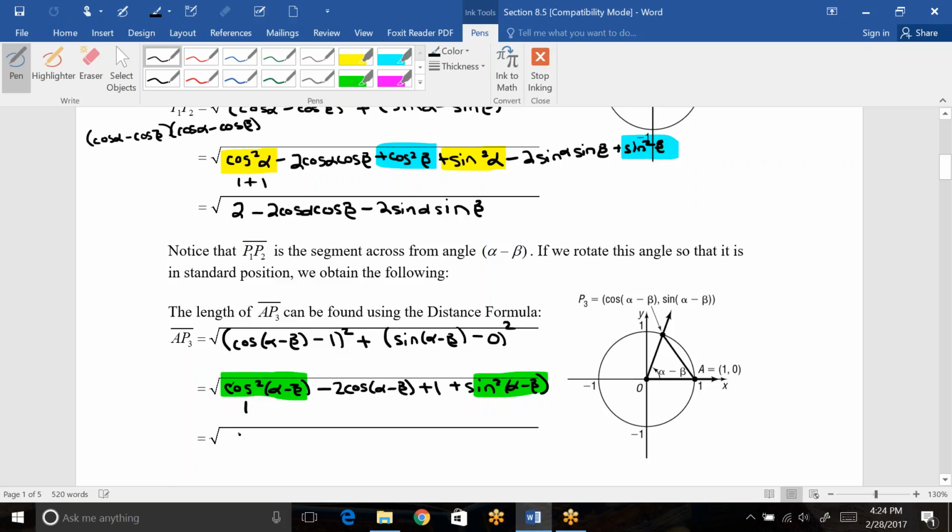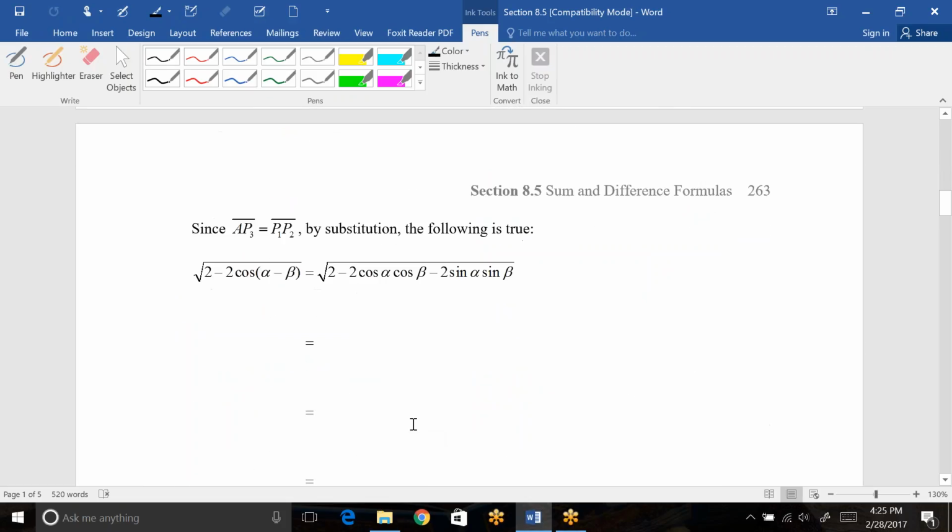So I have the 1 plus the 1, which is a 2, minus 2 cosine of alpha minus beta. Okay, so we're not quite done with this because we are using this to create the identity. So now we've set these two things equal to each other. This is the one we got when we were in standard position. This was just if the angle comparison was anywhere on the circle.